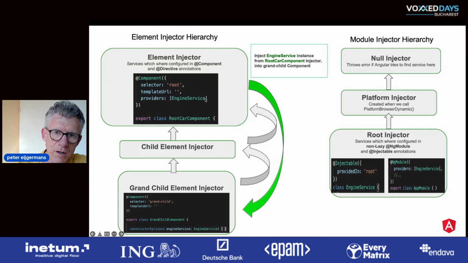So I inject here the engine service instance from the root car component. From the root car component injector, I pass it and inject it into my grandchild component. That's what you're doing here. That works.